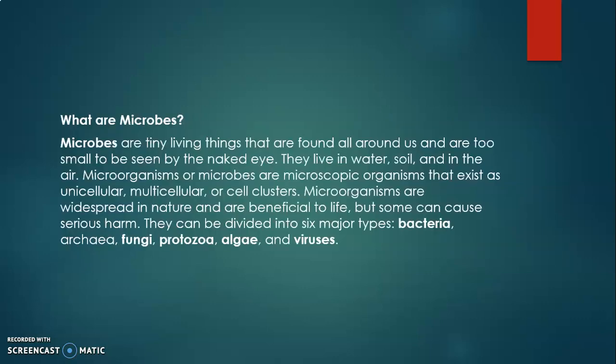What are microbes? Microbes are tiny living things that are found all around us and are too small to be seen by our naked eyes. We can see them only by electron microscope. They live in water, soil, and especially in air. Microorganisms or microbes are microscopic organisms that exist as unicellular, multicellular, or in cell clusters.